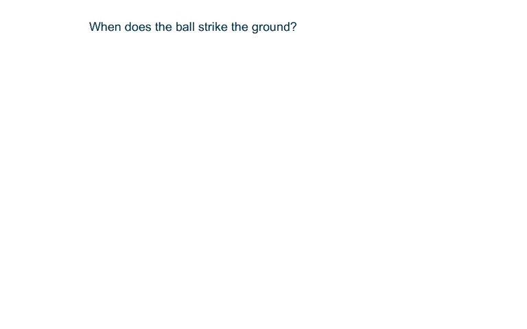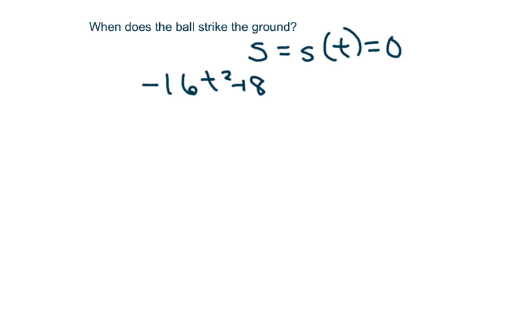So, when does the ball strike the ground? So basically, we want to know when it strikes the ground, that's when S, which is the function of S of t, is 0. So we set our equation to 0. And this is at time 0.